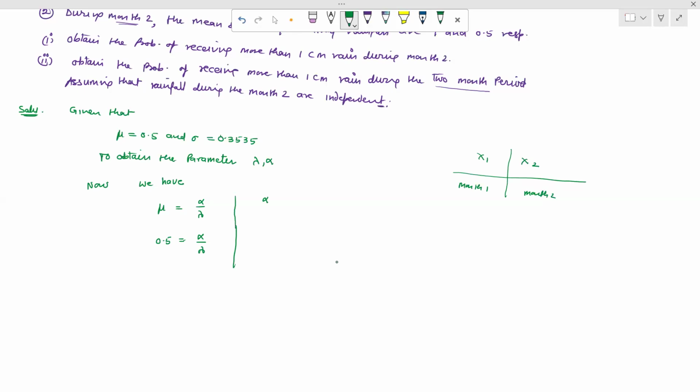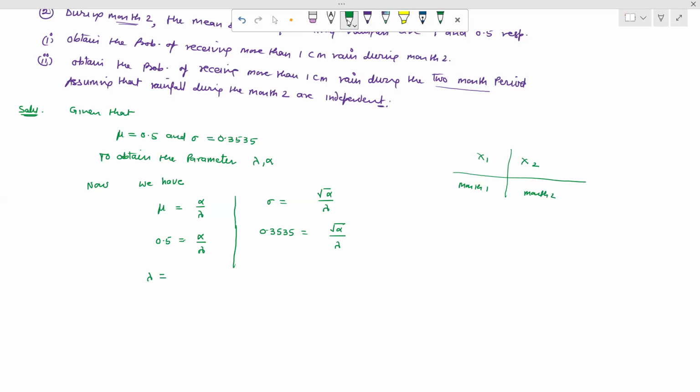Standard deviation, that is sigma. So sigma is equal to root alpha upon lambda. So we have already proved this. So we put the value of sigma 0.3535, this equals root alpha upon lambda. Now, when we simplify this, we calculate the value of lambda.